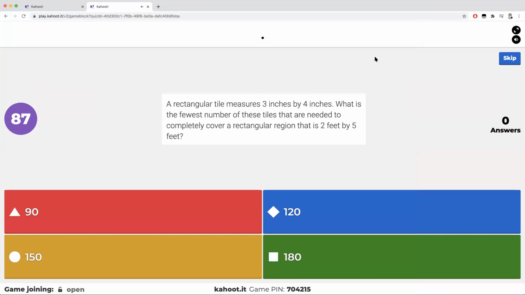A rectangular tile measures 3 inches by 4 inches. What is the fewest number of these tiles that are needed to completely cover a rectangular region that is 2 feet by 5 feet?